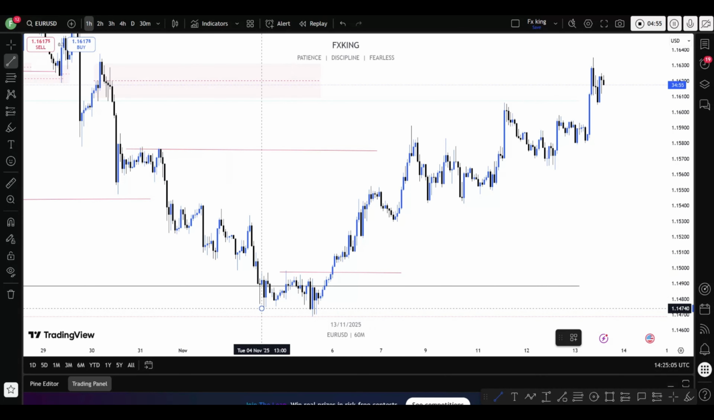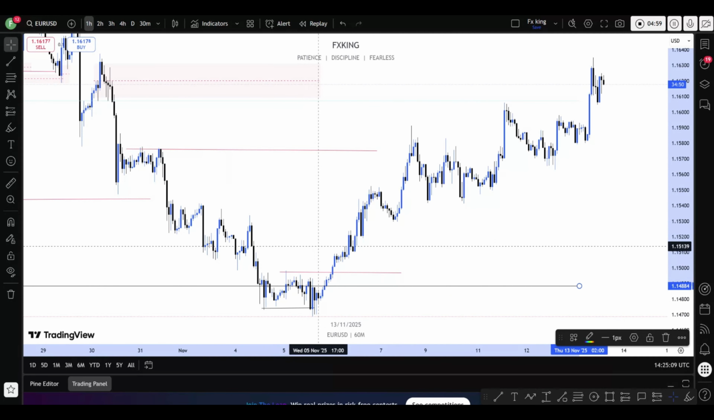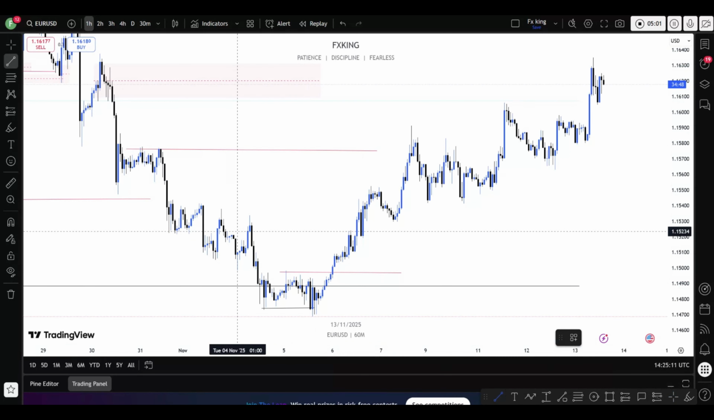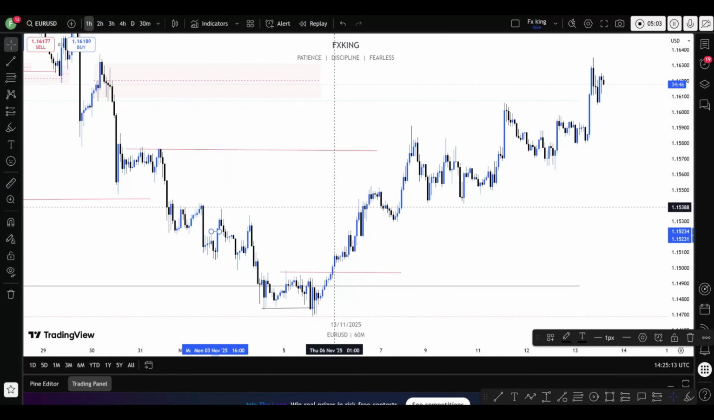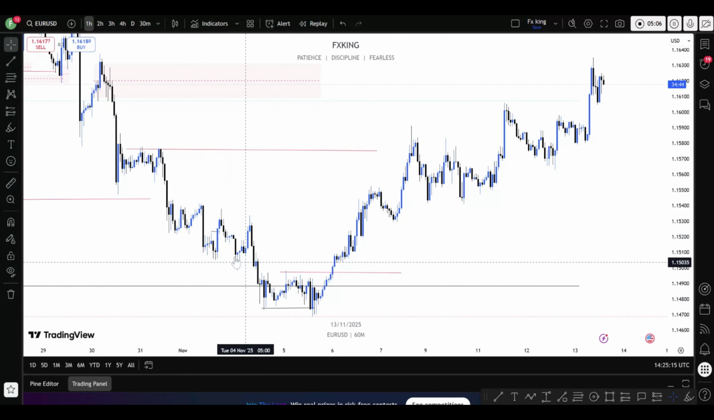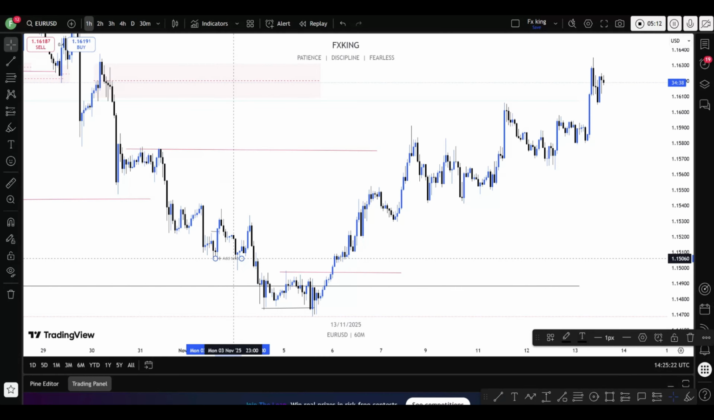We can see the market happens to sweep this low here, right? This low was swept here, and after that sweep, we had a break of structure. This market here took out inducement, then it went ahead to break structure here. So this is our internal structure, right? The market went ahead to break structure.